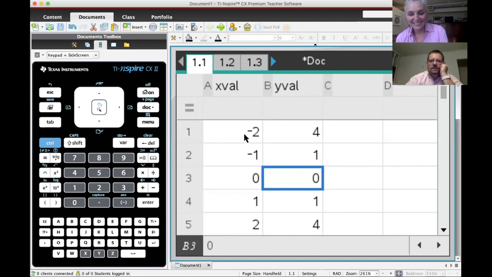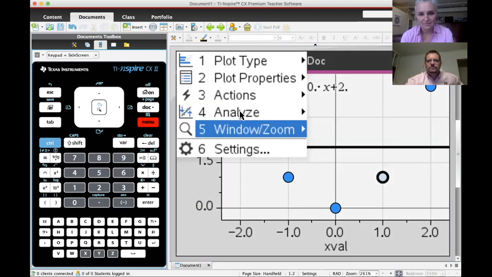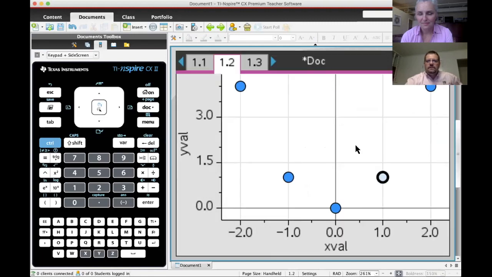But if you look at this data: -2, 4; -1, 1; 0, 0; 1, 1; 2, 4. If you had to come up with an equation for that, it would be y equals x squared. If you've made it through high school, these are square numbers. So if I were to graph it, I'm going to turn that regression off for a second. It makes a parabola, right? I could draw a perfectly beautiful y equals x squared through it.